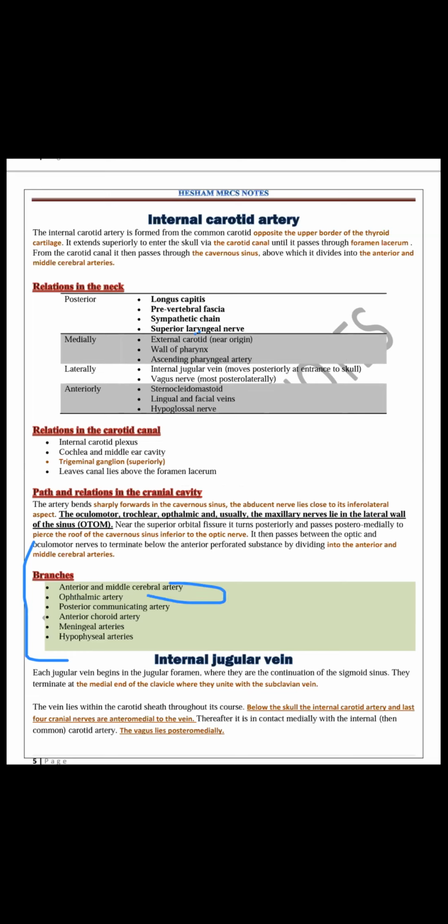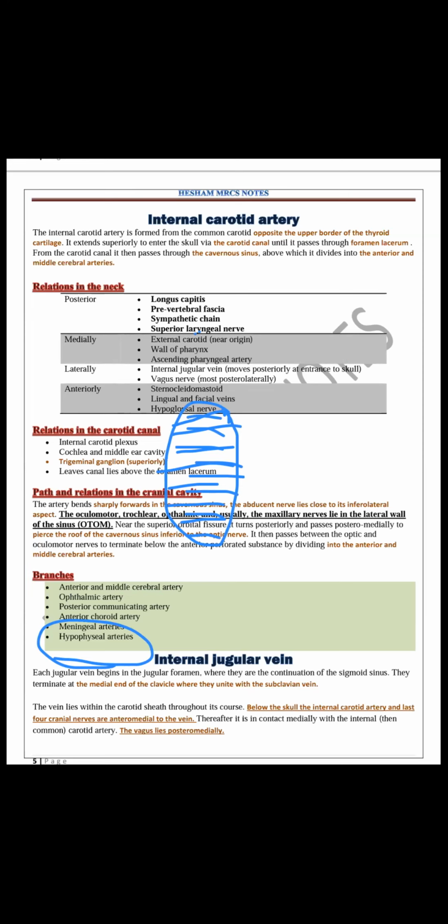Then you have another, the hypophyseal arteries, the superior and inferior hypophyseal arteries. Once it passes within the cavernous sinus, I said this is called hypophysis cerebri, which is the pituitary gland. On both sides, this is the cavernous sinus. It gives this hypophysis cerebri the superior and inferior hypophyseal arteries. Then it also gives meningeal arteries.